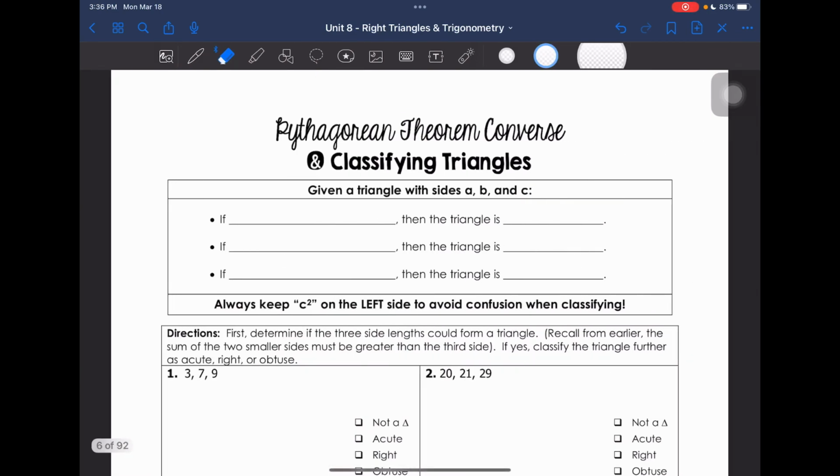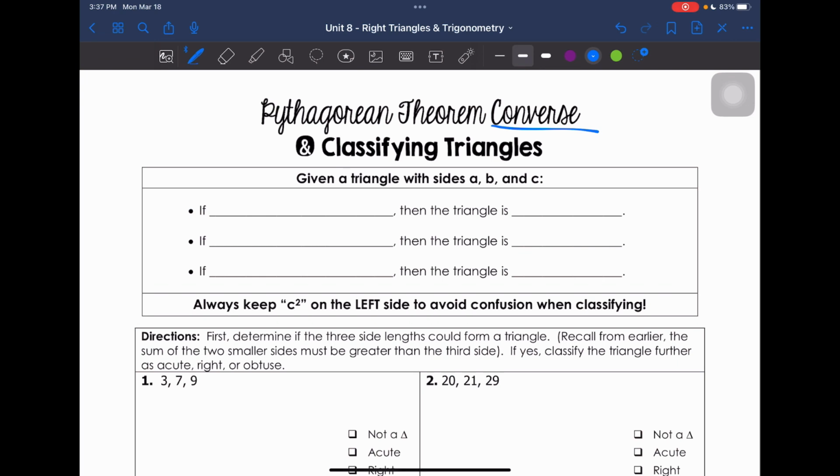Okay, and there's one other concept that's important with the Pythagorean theorem. That's the converse, or in this class, the converse just means kind of like the opposite or in reverse, because this will help us classify triangles. So say we're given a triangle and we know the three side lengths, A, B, and C, which are just variables for the side lengths. So if C squared is equal to A squared plus B squared, if you put them in that order and then you square each of them, then you know that you're dealing with a right triangle.